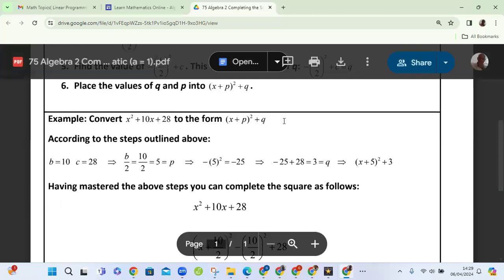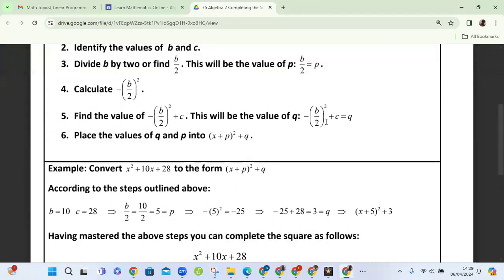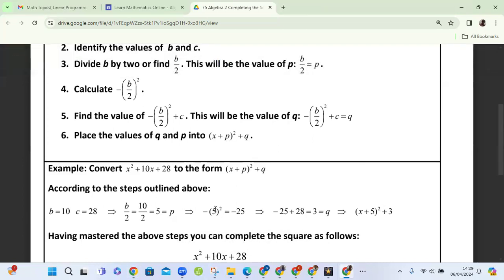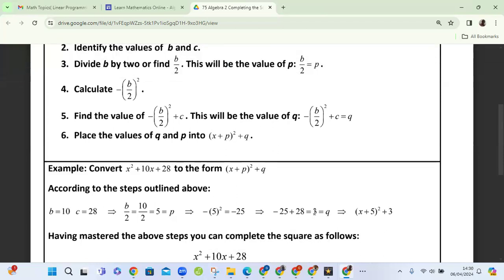Now we need to find what q is. Remember, we have to take minus b over 2 squared, minus p squared, plus c. We got p to be 5. So 5 times 5 is 25, minus 25. Don't forget that negative sign there. Negative 25, and the minus 25 plus this c, the 28, will give us q. Take 25 from 28, we have 3. Q is 3, so here's our completed square, x plus 5 all squared plus 3.